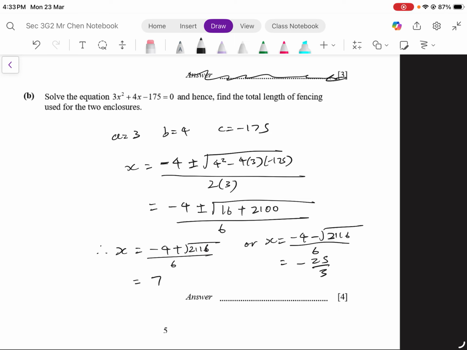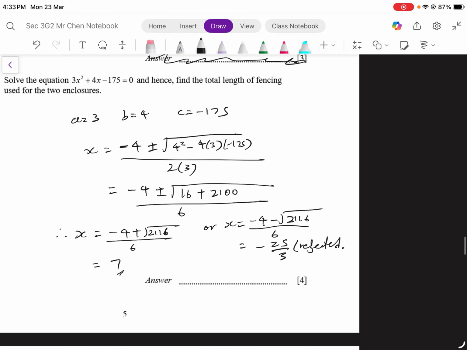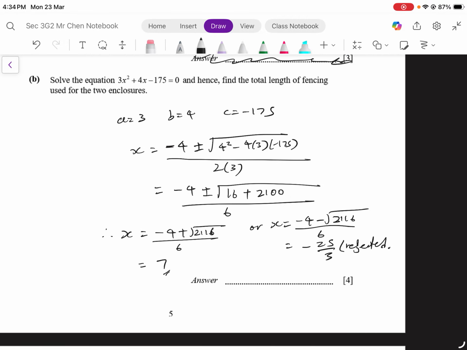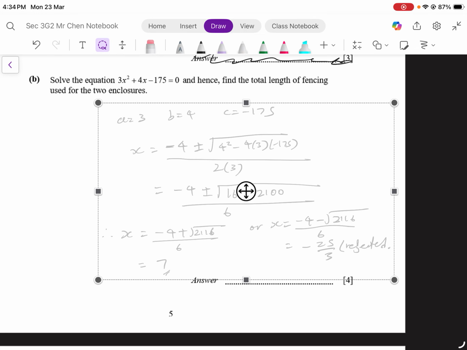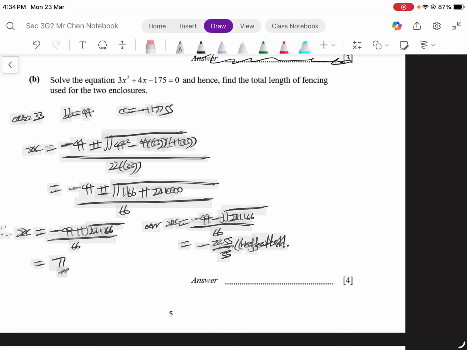You can probably solve this by factorization, but the quadratic formula will straight away give you an answer for all quadratic equations. So this is rejected because it's negative and we need length. The x is not the final answer. They want to find the total length of fencing used for the 2 enclosures. I'm just going to move this over. Next time, do be aware of your spacing, unlike what I'm showing here.